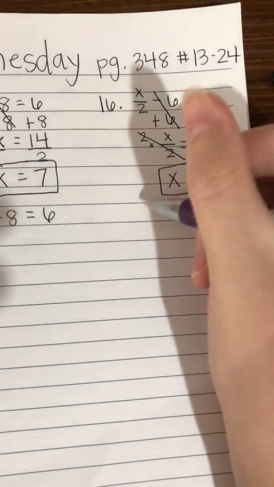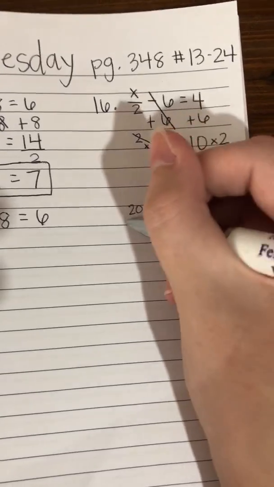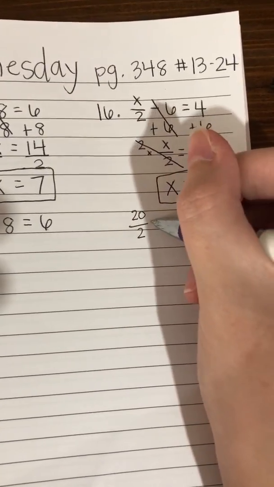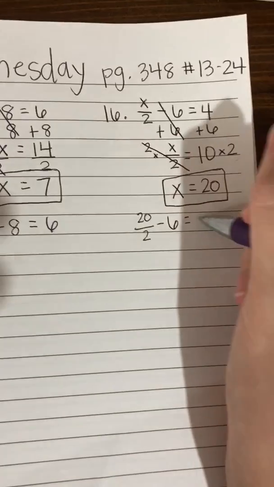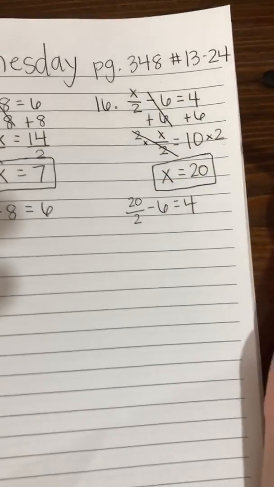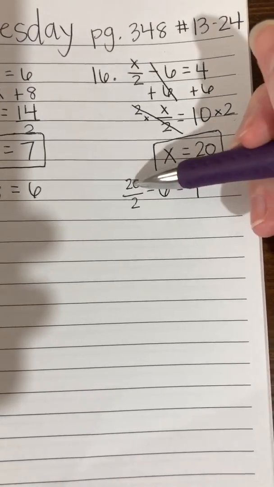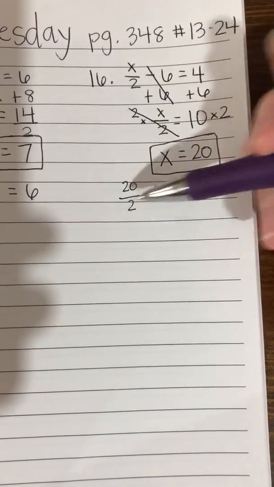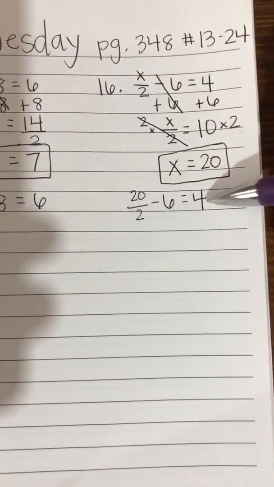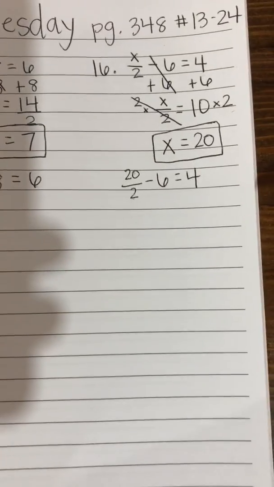Now if I want to check, I plug it back in. 20 divided by 2 minus 6 equals 4. Our order of operations tells us we divide first and then subtract. 20 divided by 2 is 10. 10 minus 6 does equal 4, so we did it correctly.